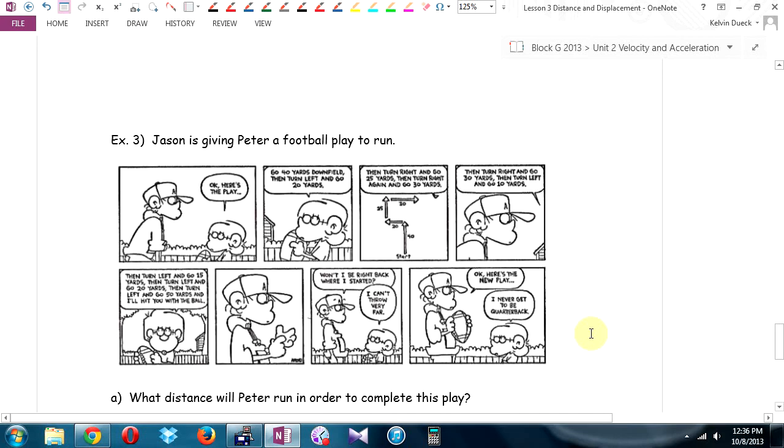Peter thinks for a moment. Won't I be right back where I started? Jason says, oh, I can't throw very far. So here's the new play. I never get to be quarterback.